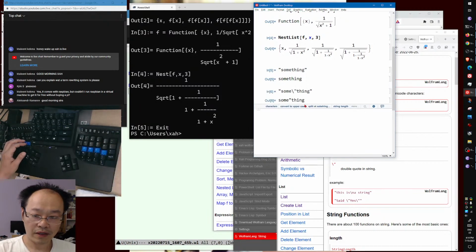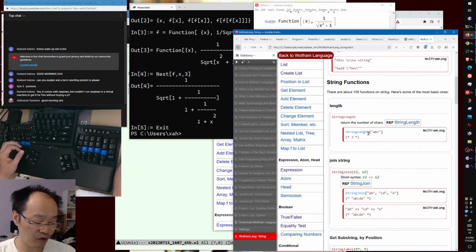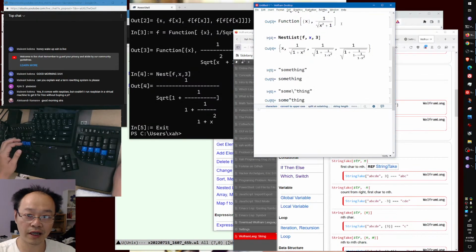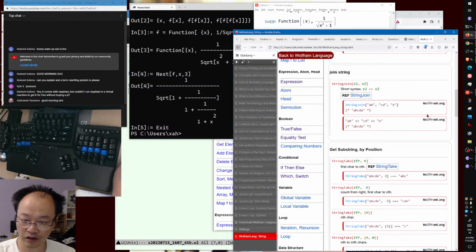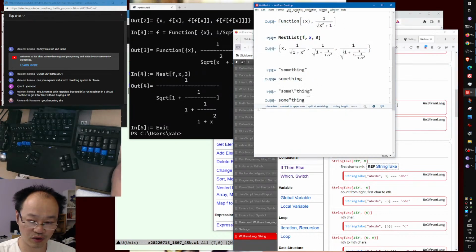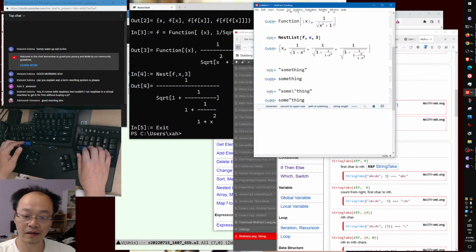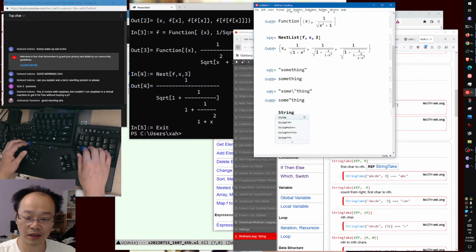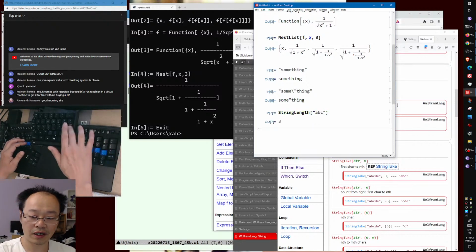Okay, so that's string. And yesterday we covered that in Wolfram language, everything is a function. Let me show you. Everything you ever wanted to do to operate on a string is all a function. So let's show string length again. For example, here it gives you the length of the string, how many characters are in it.